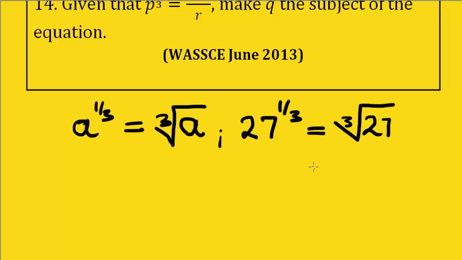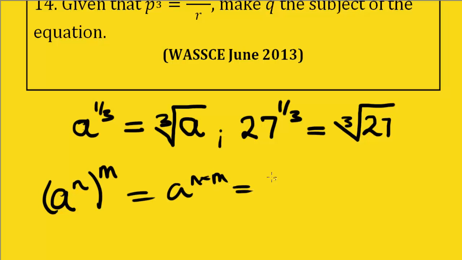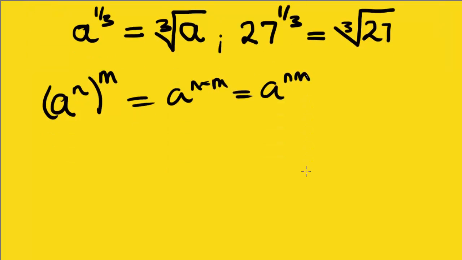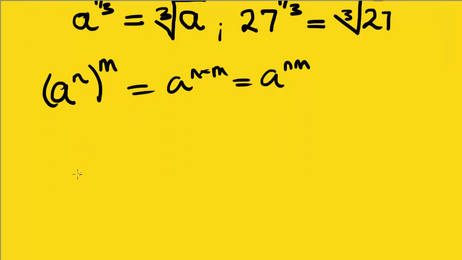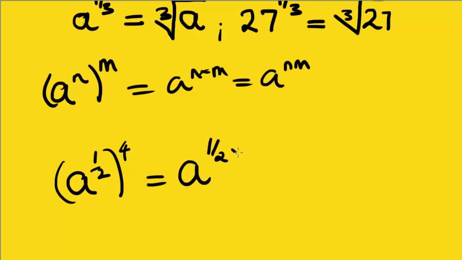Another thing you need to know is this particular law of indices. Remember, a to the n, all raised to the m, is a to the n times m, or a to the nm, same thing. So let's say I had a to the 1 over 2 all raised to the 4. That's the same thing as a to the 1 over 2 times 4. So in this case, n will be half, and m will be 4. You just multiply them together. That's the key thing. And half times 4 is 2.